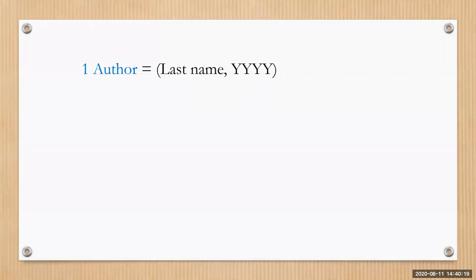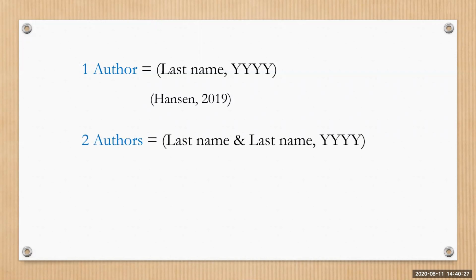All right, let's look at two authors. Here's an example before we go on. Hsn, last name, comma, 2019. So for two authors, even easier. Last name, ampersand, last name, comma, and the year. Enclose the same, period goes in the same place.